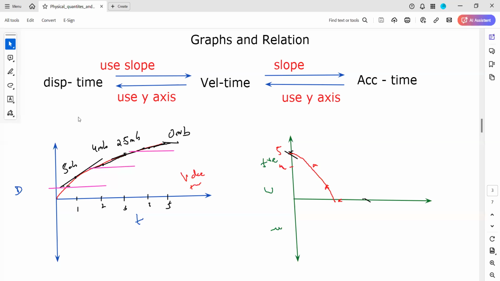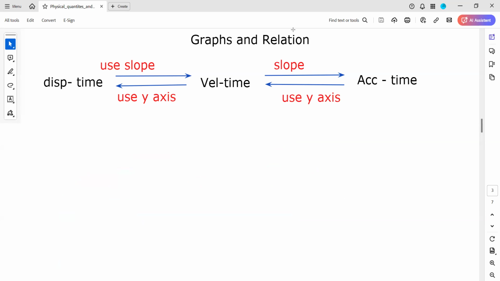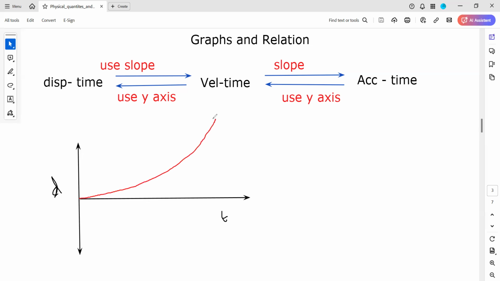So if we have another graph, a displacement time graph, say we have a displacement time graph and we have a curve like this. What does it show about the slope? What does it represent about the slope, or the velocity? Velocity.